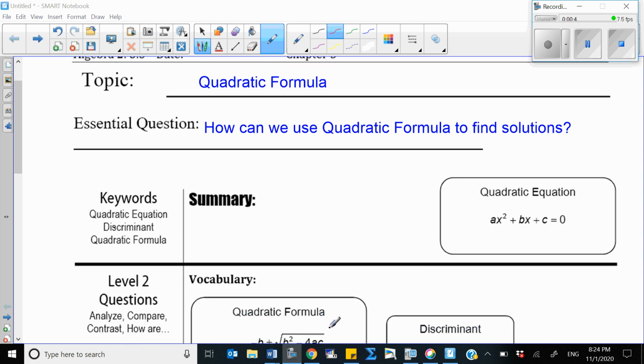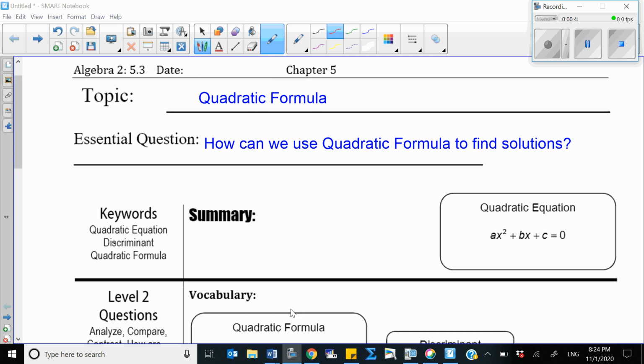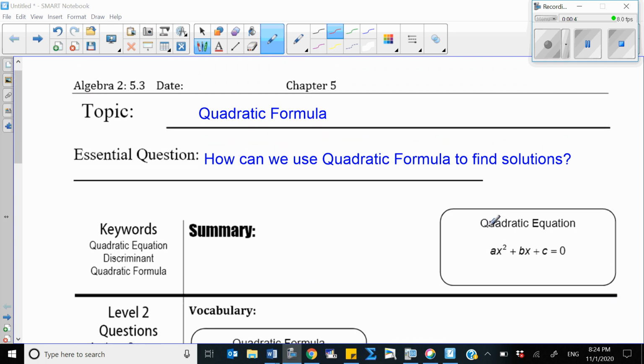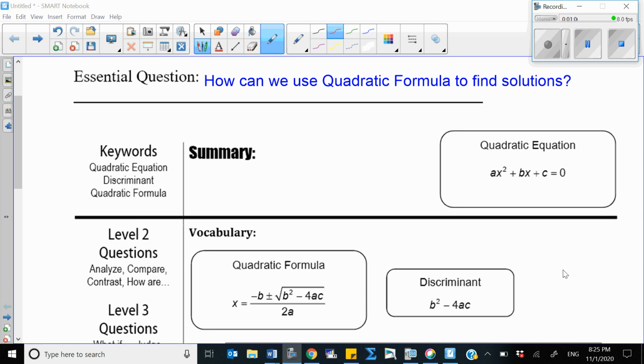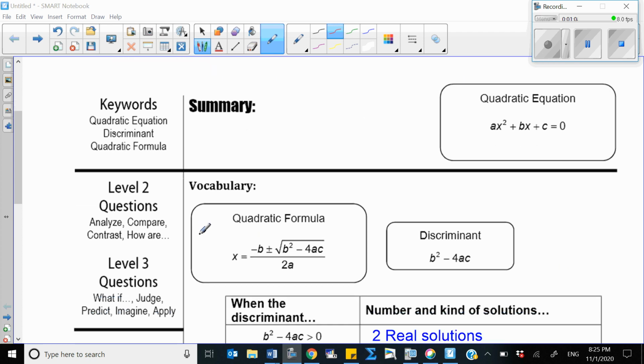But before using the quadratic formula and learning about that, we need to make sure that our quadratic equation is in standard form. This is the standard form of a quadratic equation: descending order, starting from ax squared, then bx, and then the constant term. And make sure that the other side of the equation is equal to 0. Then we are able to use the quadratic formula.